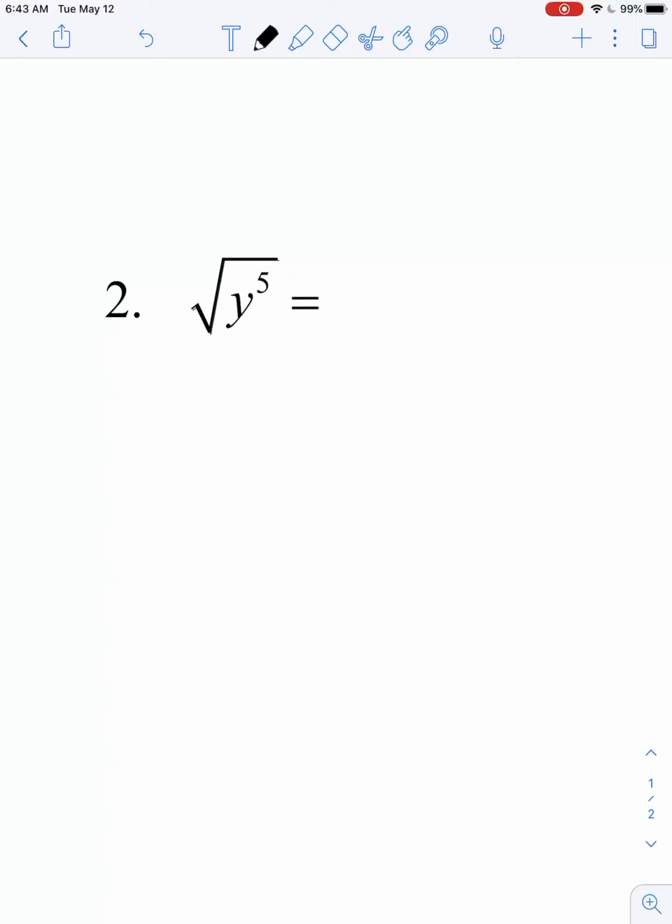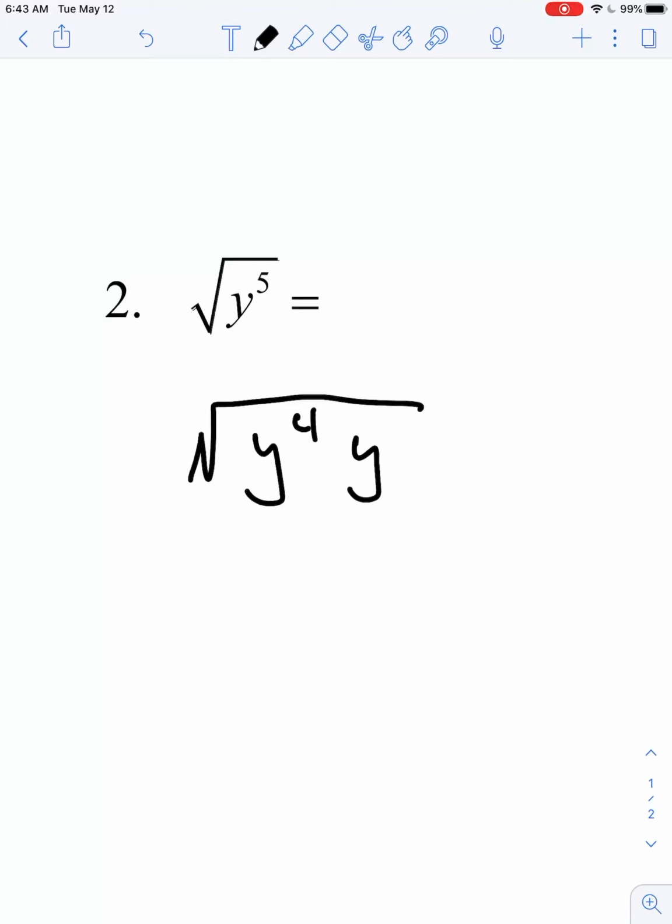Next problem is the square root of y to the 5th. So again, let's look at that. We look at 5. That is not an even number, so it is not a perfect square. However, we can rewrite this as the square root of y to the 4th times y to the 1st. If we remember, when you multiply exponents with the same base, you add those exponents. So that is the same thing as y to the 5th.